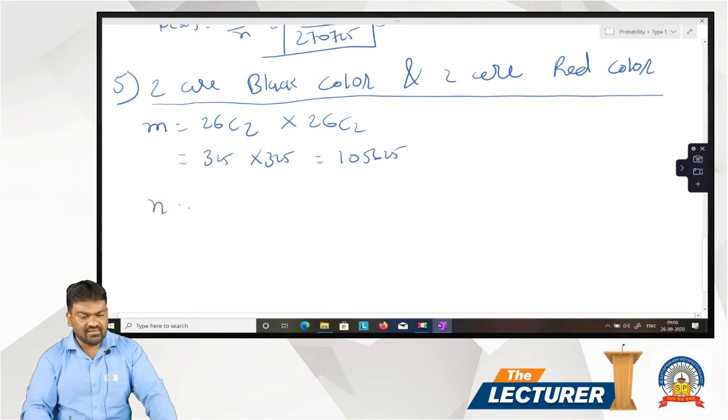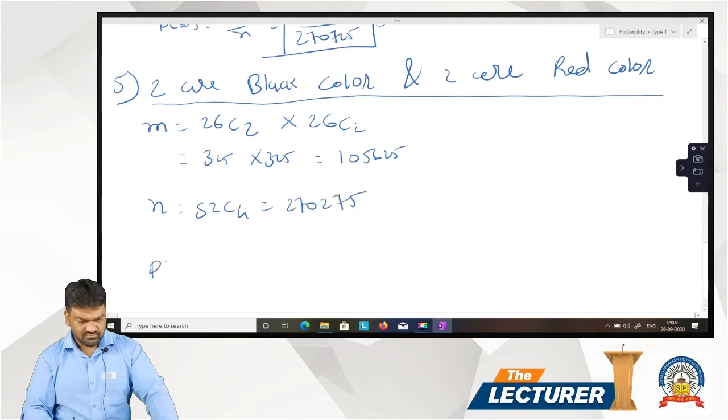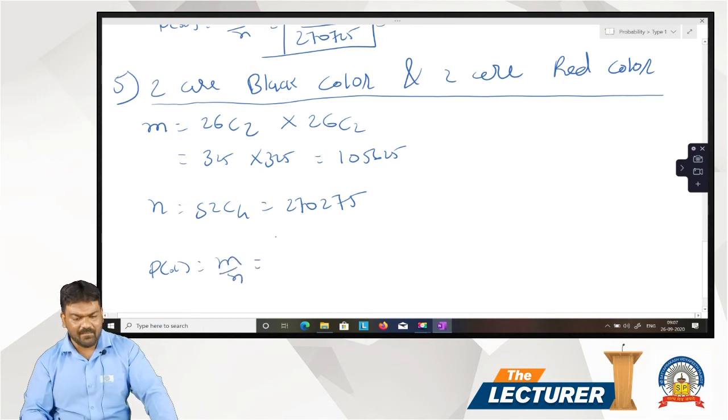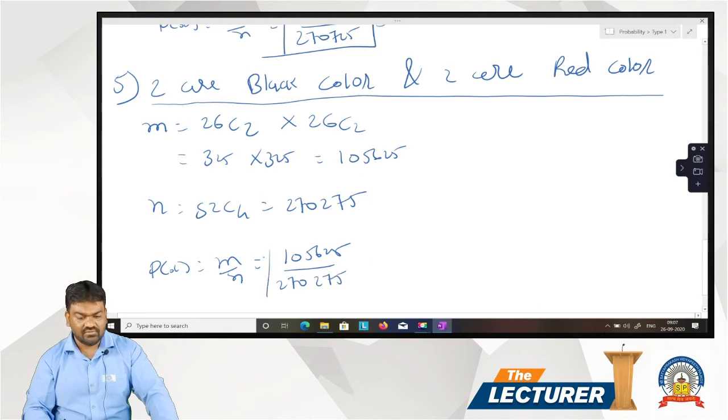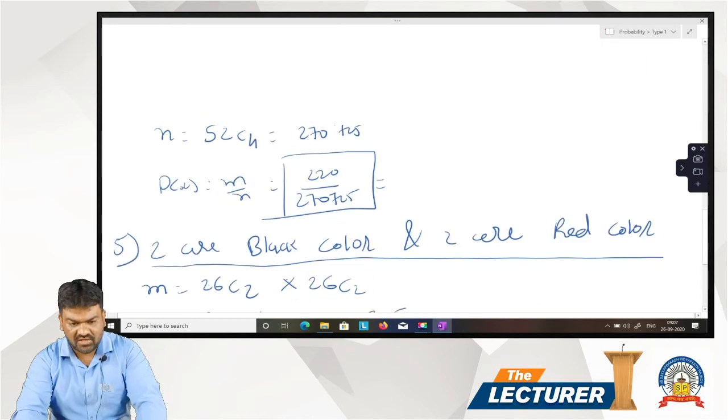Total result N is equal to total 52 cards. Out of 52, 4 will be selected: 270725. Probability P of x is equal to favorable result divided by total result, M by N. 105625 divided by 270725. This is your fifth answer.